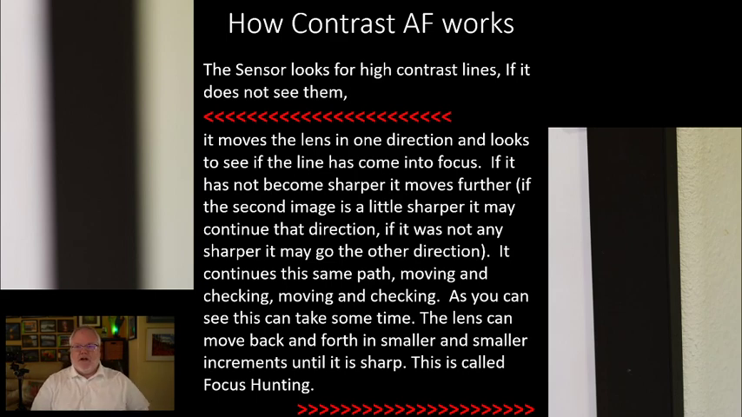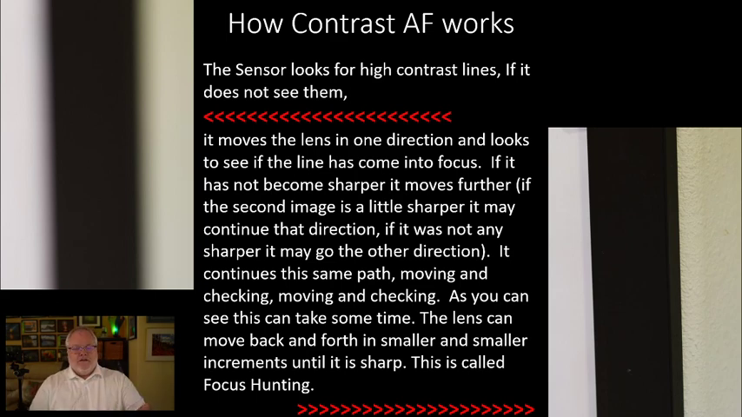Here's how contrast autofocus works. Notice we have a line on the left and a line on the right. The line on the left is out of focus, and therefore the transition between the black and the white parts is not high contrast. It's fuzzy because it's not in focus. The lines on the right, on the other hand, are sharp. It's a very sharp edge between the black and the white, therefore it's in focus.